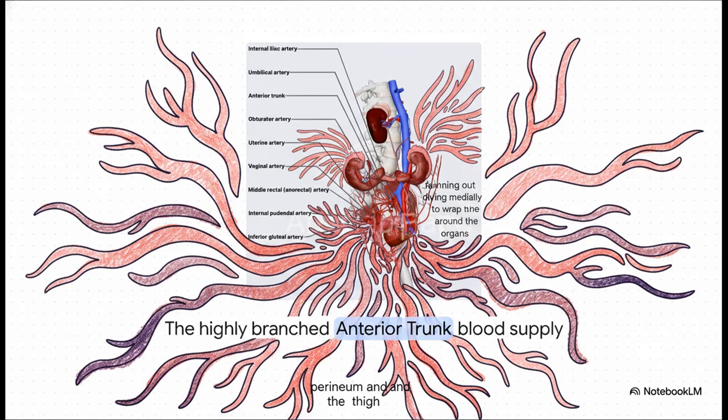Just visualize how these dense anterior branches fan out across the pelvic cavity. It's like a crazy complex root system. They dive medially to wrap around the organs right in the center of the pelvis, while a few others sneak out the bottom to supply the perineum and the thigh.